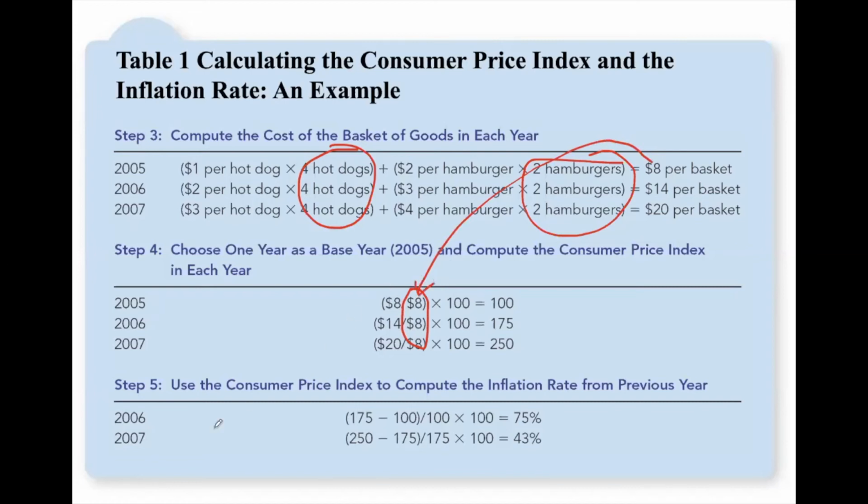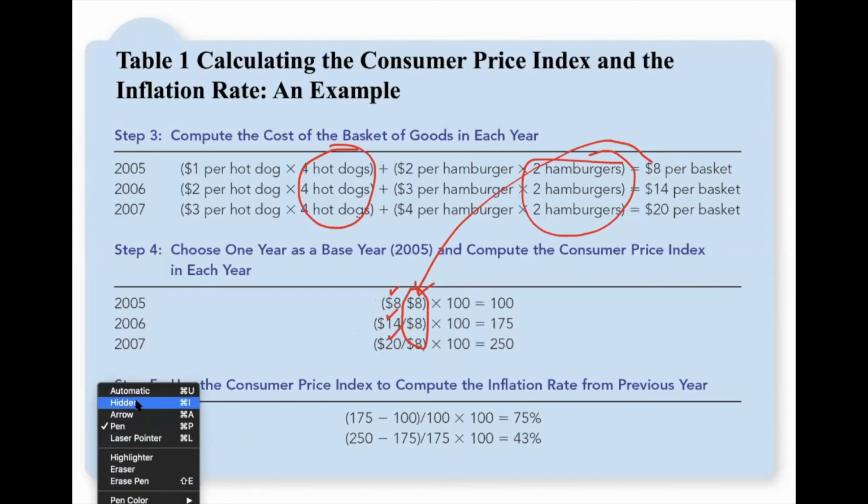So for the CPI, we find the cost of the basket in each year. The first year is 8, so the CPI equals 100. The second year, the cost of the basket is 14, the CPI is 175, and then 250, like this, okay?